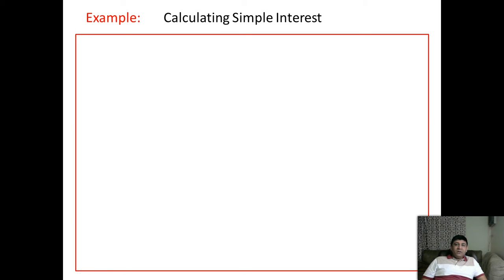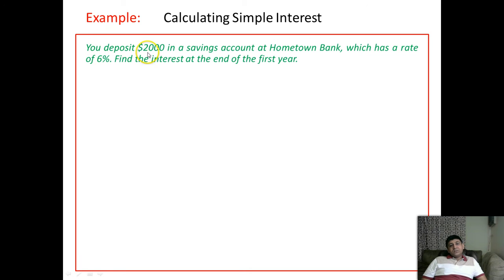Let's look at one example in which we will see how to calculate simple interest. Suppose you deposit $2,000 in a savings account in a bank, which has a rate of 6%. Find the interest at the end of the first year. Here this will be our P, and this is our R. Since it's 6%, we'll move the decimal two places to the left, so R will be 0.06. And since our time is 1 year, T is equal to 1.